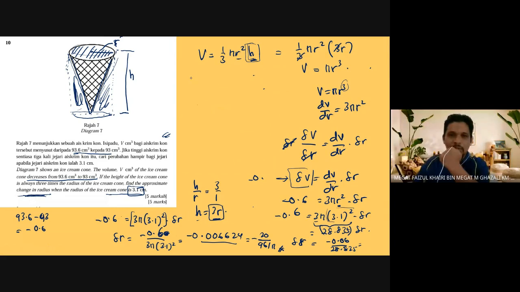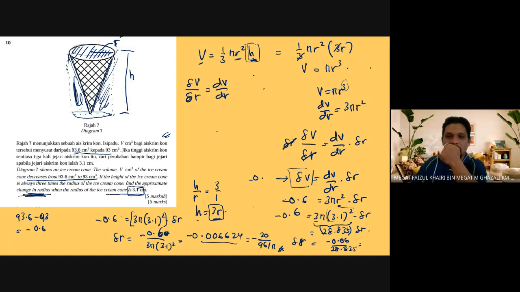The small change in volume with respect to the small change in radius equals dV/dr, because the question asks us to find the approximate change in radius. The formula of volume for this cone is one over three pi r squared h. We have variables r and h, so we want the change of V with respect to r.